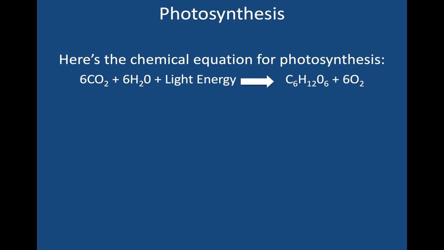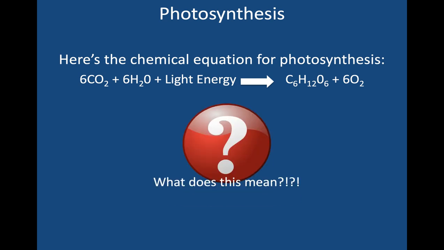This is the chemical equation for photosynthesis. Remember, I told you back when we did biochemistry that we would need to know those things, that this would be coming up again. So your chemical equation for photosynthesis is 6 carbon dioxide plus 6 water molecules plus light energy yields C6H12O6, which is glucose, plus 6 oxygen molecules. Well, what does that mean? Let's take a look at each step.